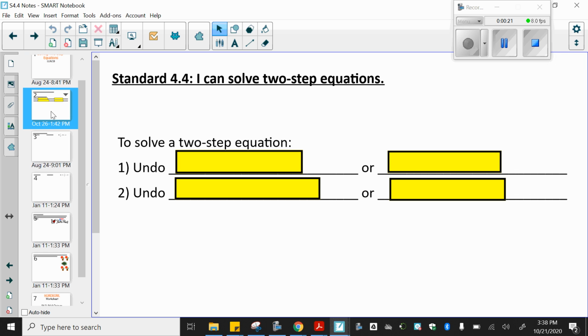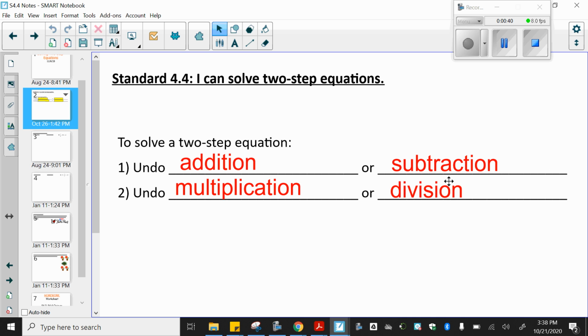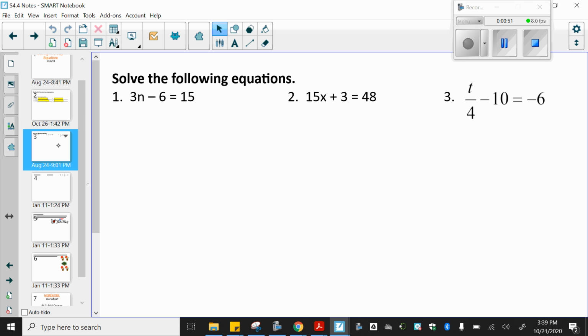As a reminder, we're going to put together the stuff we did before. Standard 4.4, I can solve two-step equations. To solve a two-step equation, first we're going to undo the addition or the subtraction. Once that is completed, we will undo multiplication or division. All right? So we're putting them back together in that order. These problems look a little bit different. They are not hard if you know how to do those two steps, and this will kind of define for you how to do it. So let's take a look.